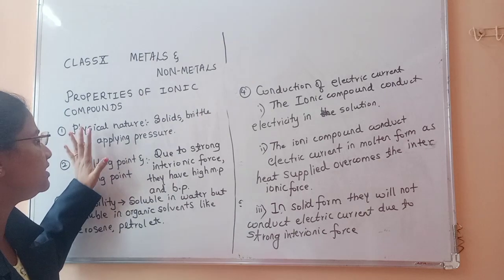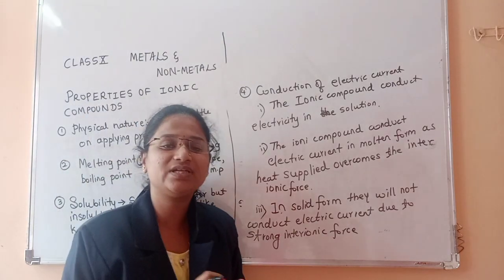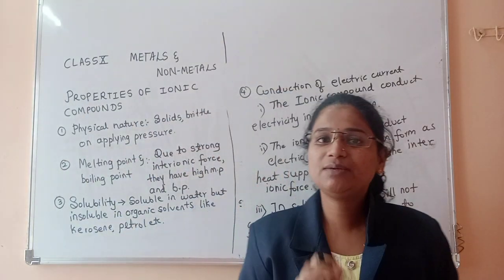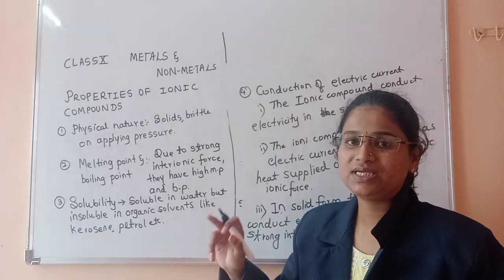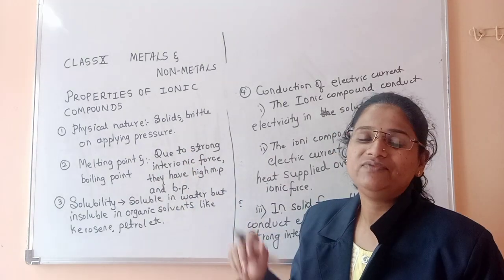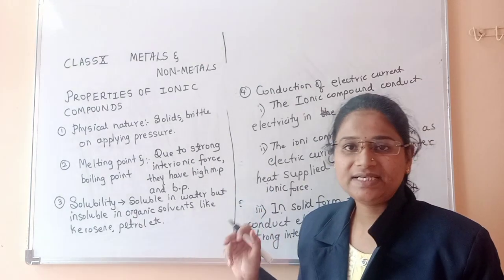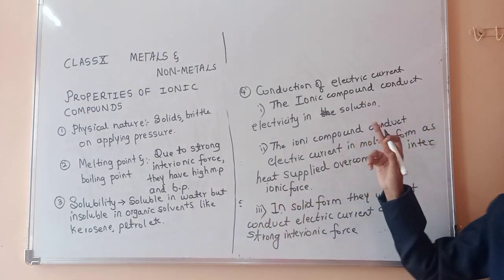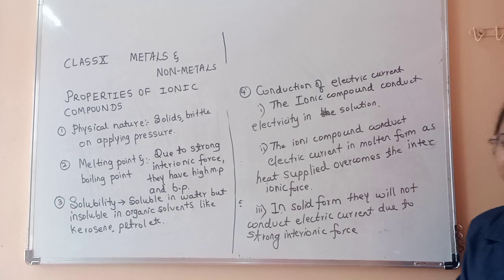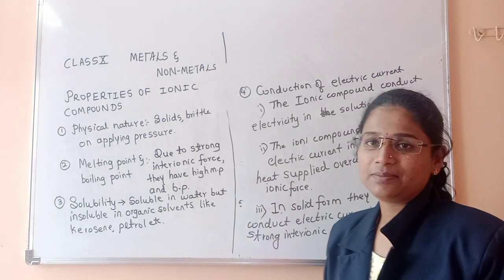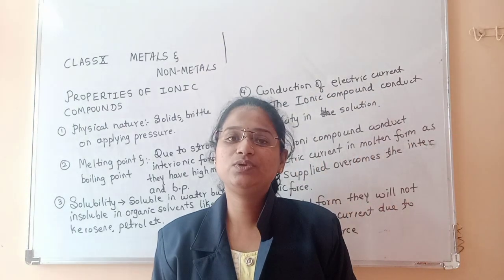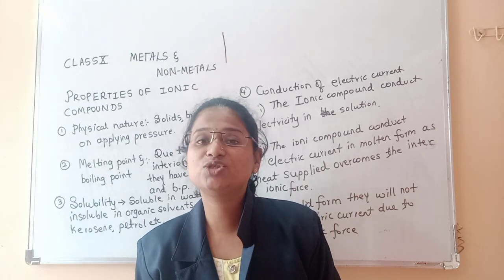So today we learned the definition as well as properties of ionic compounds. In the properties of ionic compounds, we learned physical nature, melting and boiling points, solubility, as well as the conduction of electric current. In the upcoming session, we are going to learn regarding the metallurgy concept.